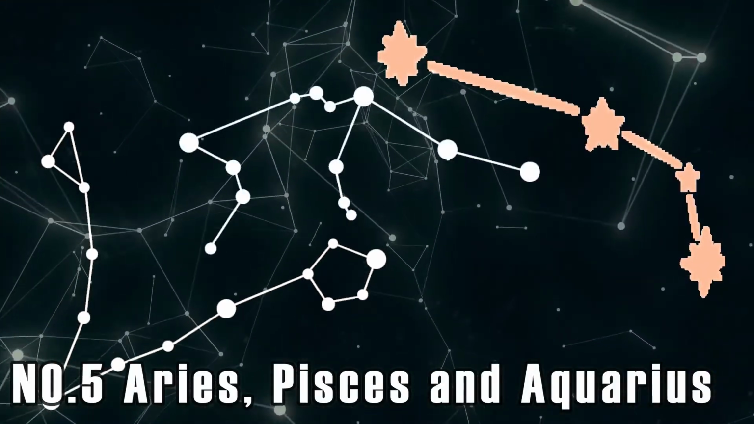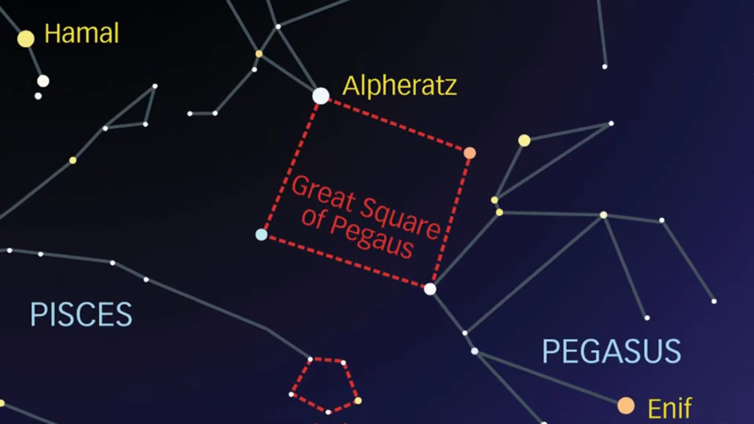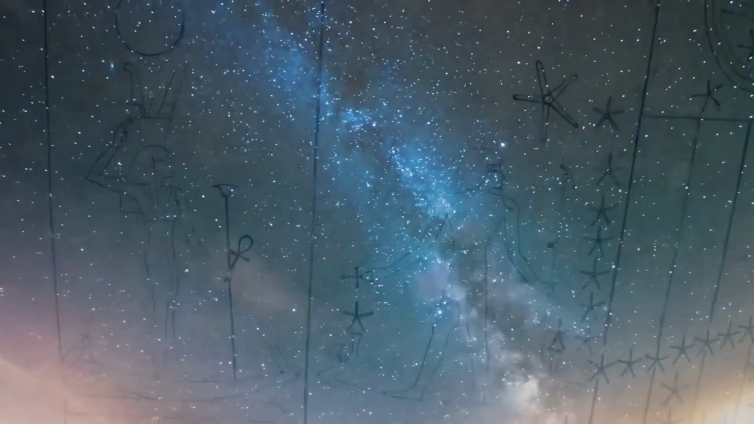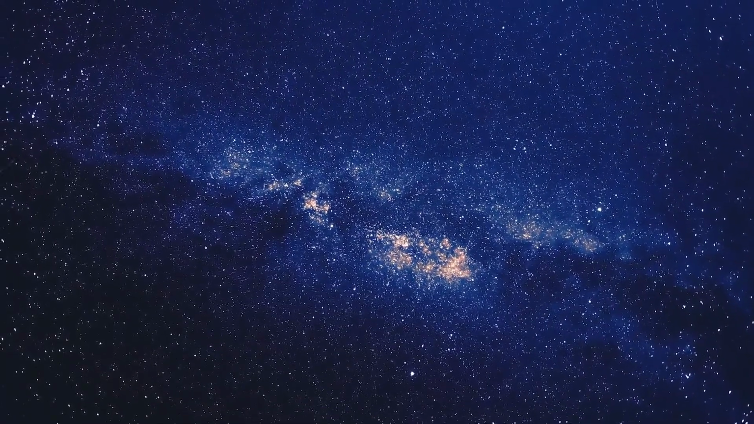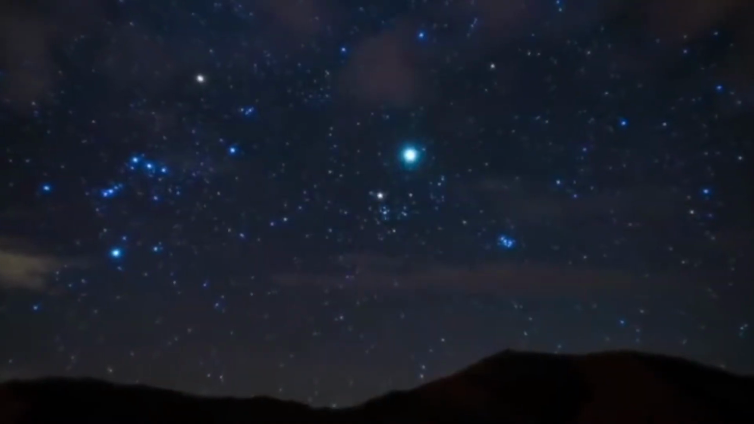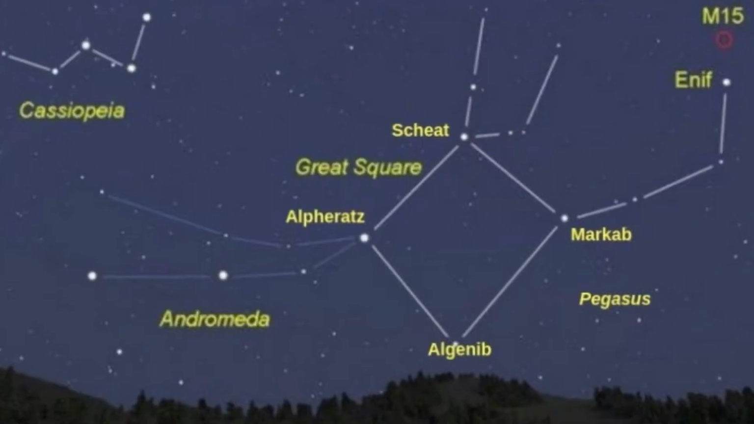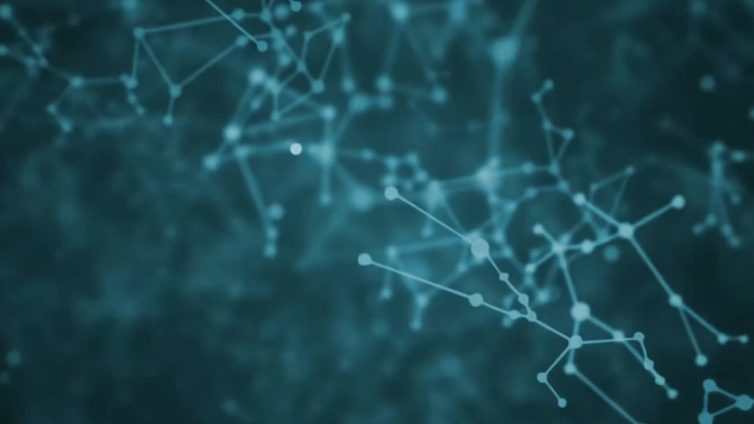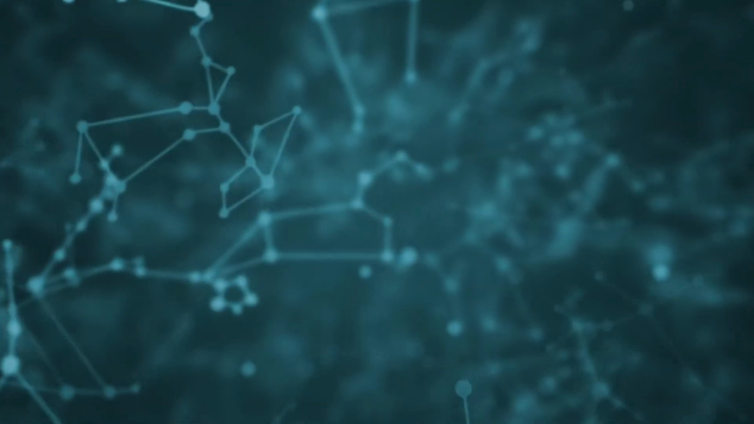Number 5, Aries, Pisces and Aquarius. Moreover, the bright square of Pegasus, a prominent asterism that dominates the northern evening sky, can be used to locate Aries, Pisces, and Aquarius. The first of three brilliant stars between Pegasus and Perseus in Andromeda is Alpheratz, which is the top left star of the square. Aries can be seen below both the Triangulum constellation image and Merak, the middle star of the three.